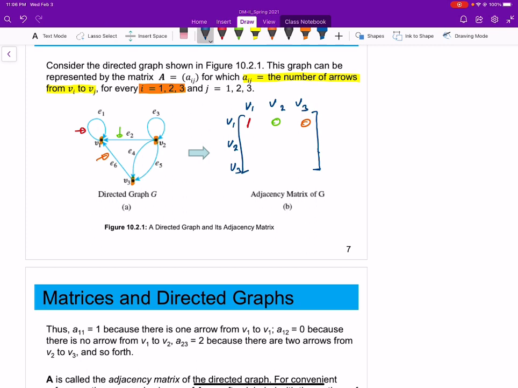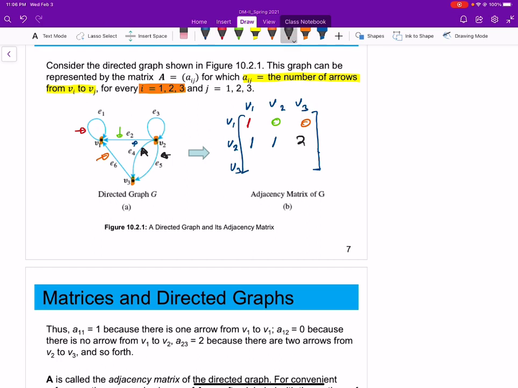And then I move to the next row. I use blue for the rest of the matrix. V2 to V1, there's an edge, so I mark 1 here. And then V2 to V2, there's this loop, so it is 1 here. And then V2 to V3. This is special, because there are two edges from V2 to V3, so you put 2 here.